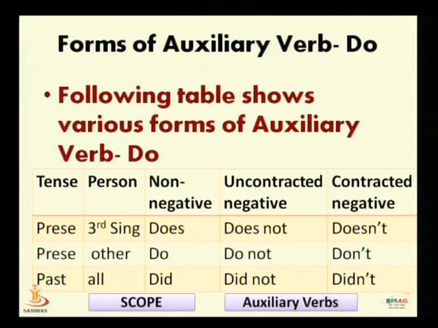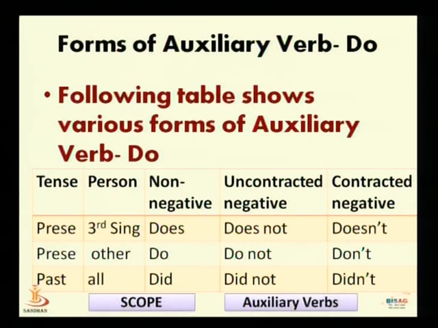Do is in a way a very special kind of auxiliary. So you can say there are three main variants, that is does, do and did. I have shown how they are used in the earlier slides in terms of negative and interrogative sentences. In the last column, friends, you can see how they are used in the contracted negative form. So doesn't, don't and didn't are the contracted negative forms of do, which are generally used in the question tag pattern or the short answers.